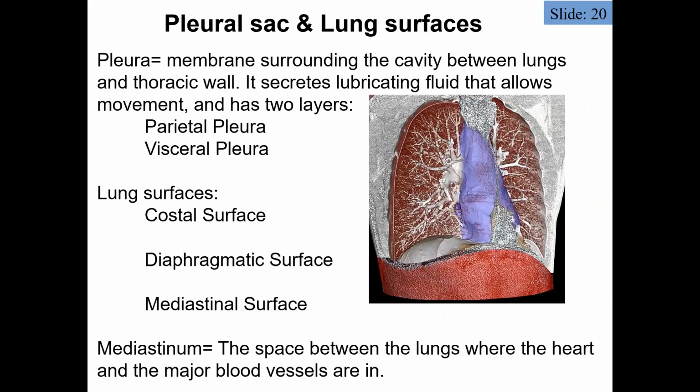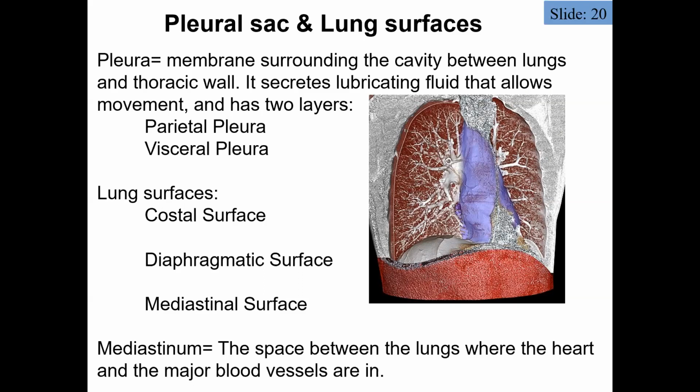Firstly, we're going to speak about the lungs, the pleural sac, and some of the lung surfaces. Now, the pleura is pretty much a thin serous membrane. It's a thin serous cavity that is surrounding both of the lungs. It is made of two layers. There's a parietal pleura, which is intimately associated with the thoracic wall, and then there is a continuous visceral layer, which is intimately associated with the lung itself.